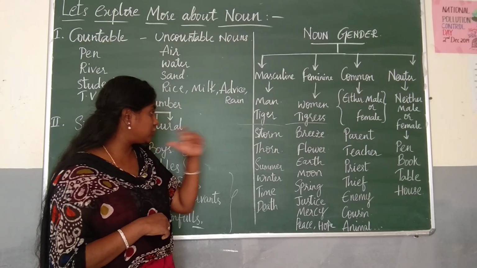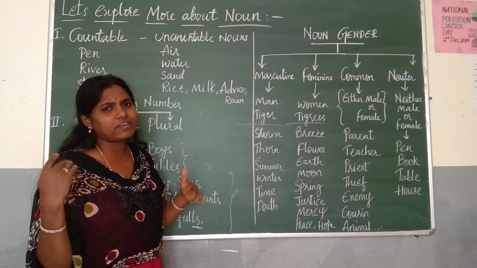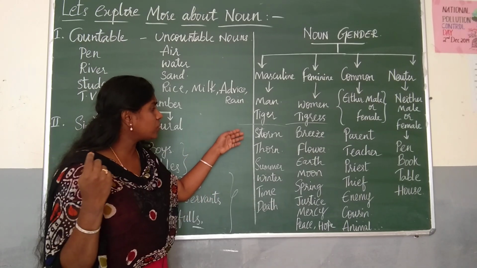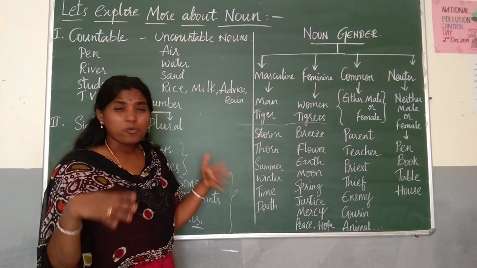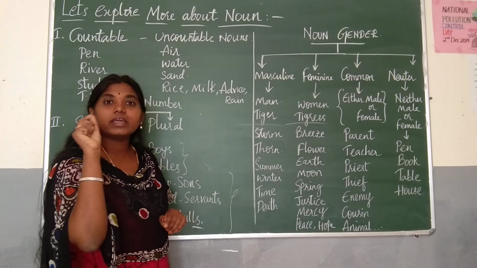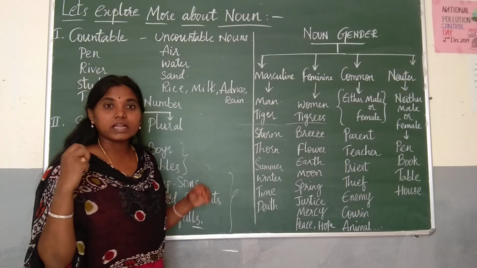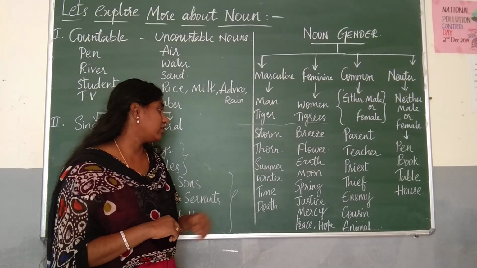For example, storm, or tufan in Telugu, even in Hindi we call it tufan. So such things, storms, come under masculine gender because they are dangerous, very strong things. And then thorn, in Telugu we call it mullu. Yes, that is also a dangerous thing. That's why that is categorized under masculine gender.